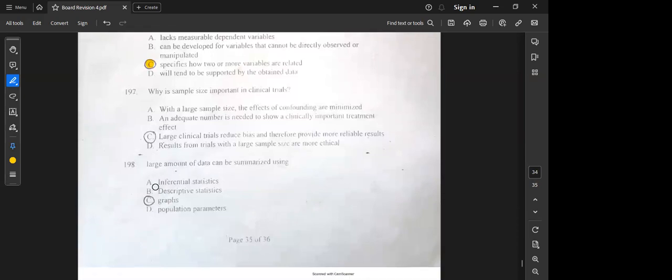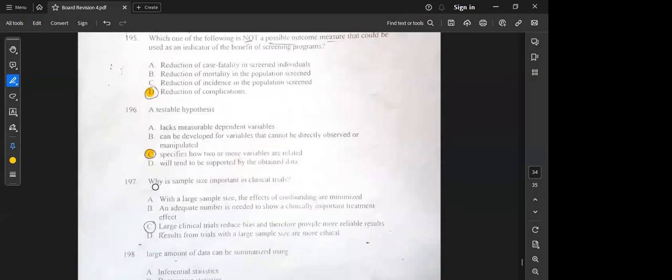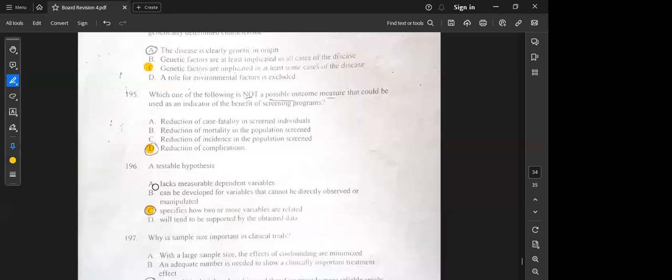Why is 195 not C? I think it's a benefit because if you can notice that there are fewer incidences in a population screened, that means that the disease is decreasing, or your drug which you are giving is being effective, if that makes sense.